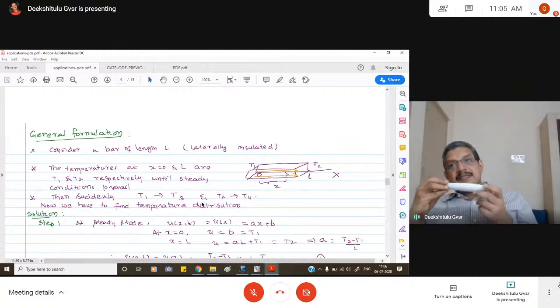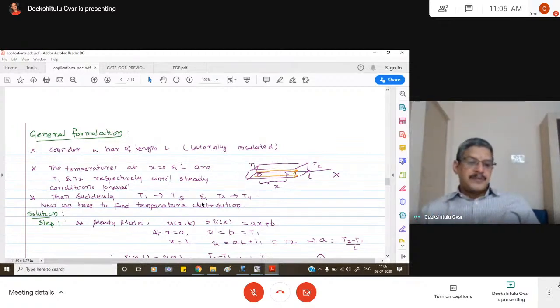Once the steady state conditions are reached, the temperatures at these two surfaces are changed to T3 and T4. So T1 is adjusted to T3 and T2 is changed to T4. Once the uniformity is obtained, we change the temperatures again. Now, under these conditions, what is the temperature distribution in this metal body? That is the question, and that is what we have to calculate.